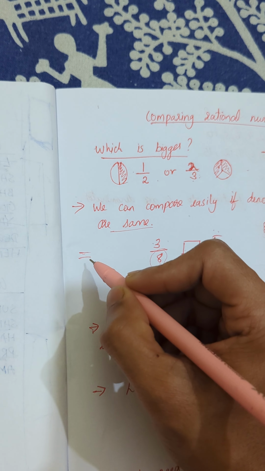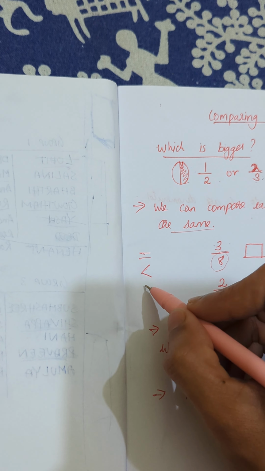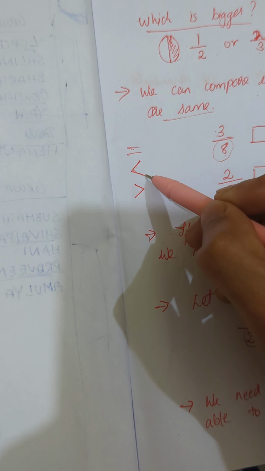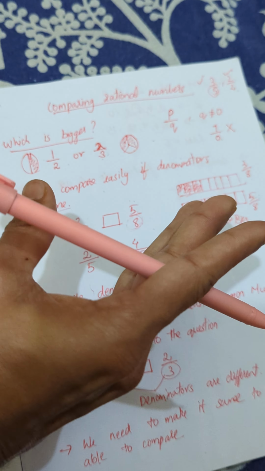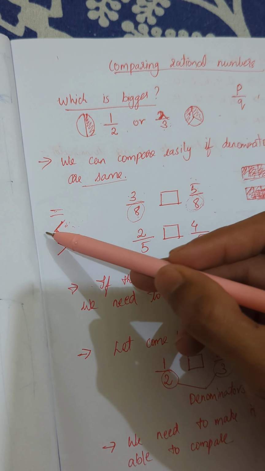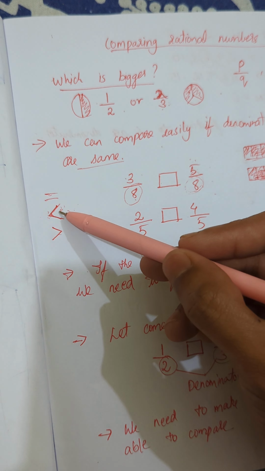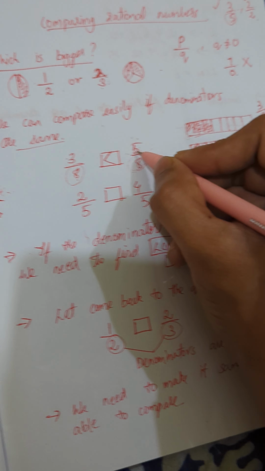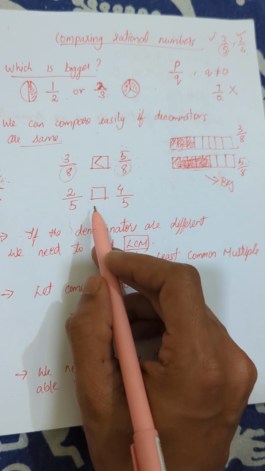This is equal to, and this is one sign, and this is the other sign. In this sign, the side where it is open will be bigger, and the closed side will be smaller. So which sign will I put here? I'll put this sign, right? Because this side is bigger. So I'll open the mouth of the sign towards the bigger one.